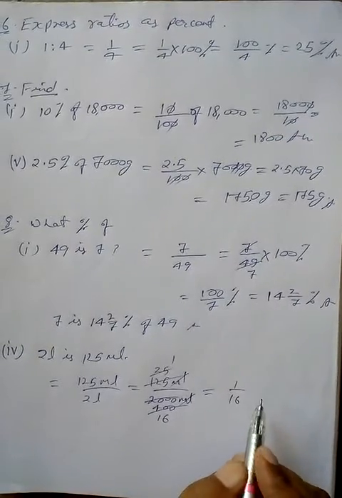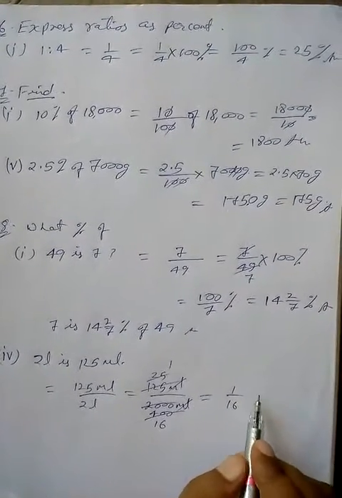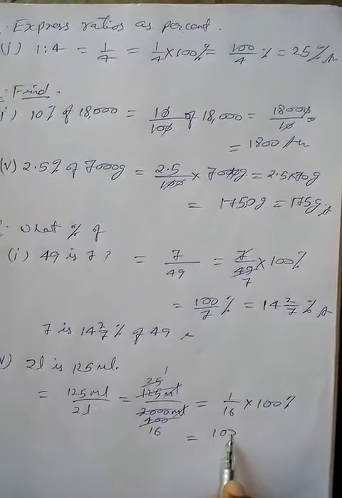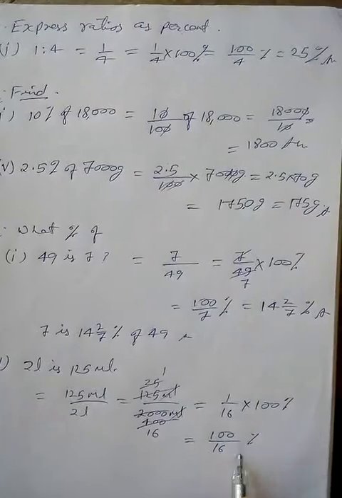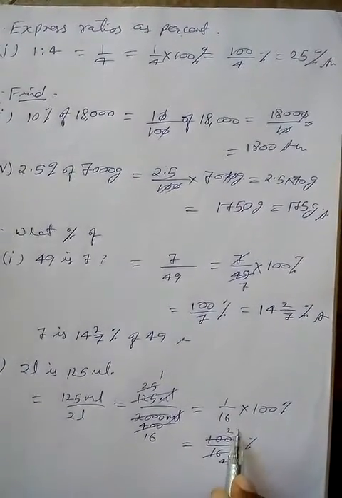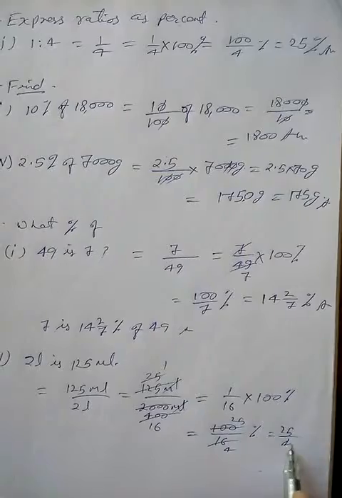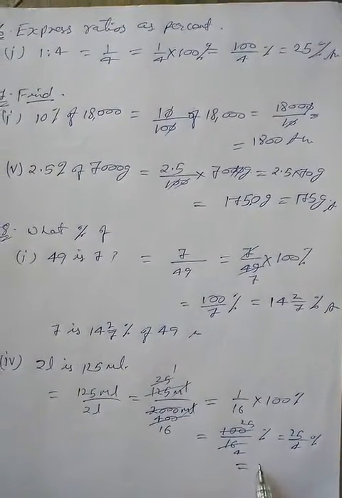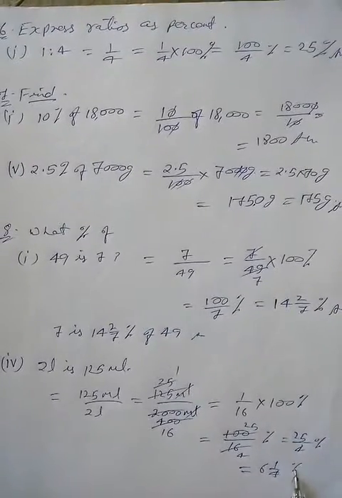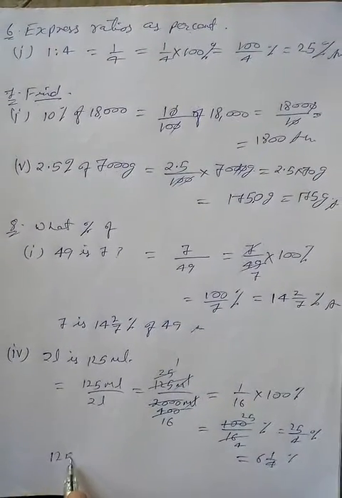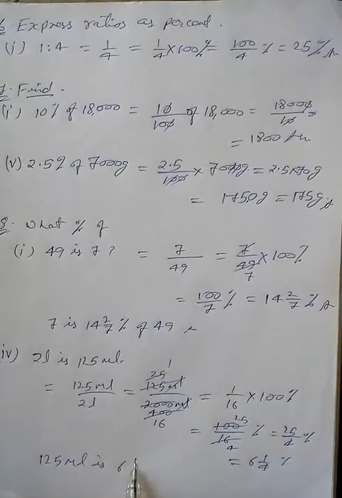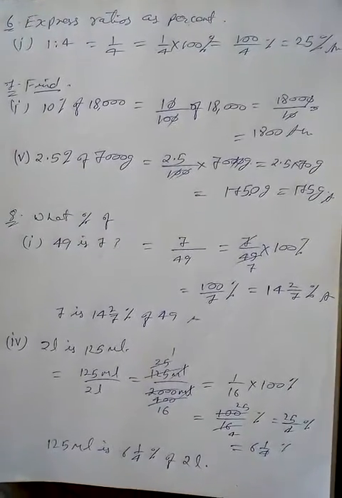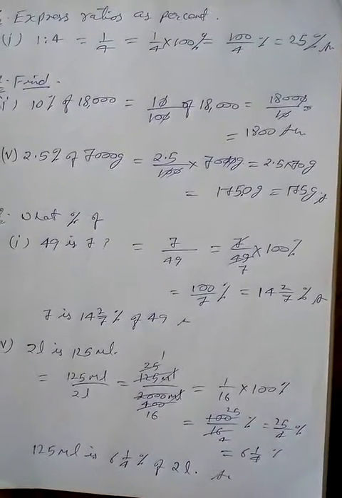1 by 16. Now you have to change it into percent. What percent? So it should be multiplied with 100. So you got 100 by 16%. That is 4 fours are 16, 4 twenty-fives are 100. 25 by 4%. 4 sixes are 24, 1 by 4%. So we write 125 ml is 6 1 by 4% of 2 liter. This is the answer. Okay.